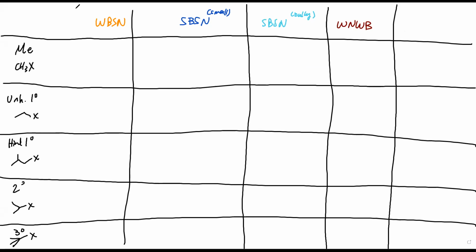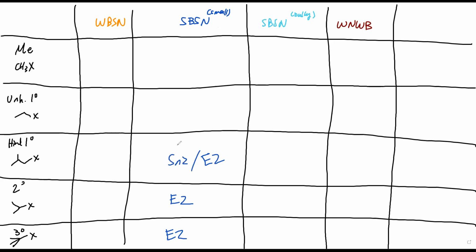Some of these we already kind of answered. We spent a lot of time on the E2 section, and we talked about how strongly basic strong nucleophiles like to do E2. So for secondary, tertiary, and for hindered primary, E2 tends to be a major product for these strongly basics. We know that SN2 kind of competes here, so both of these will be major. For these two, it's only E2, so that's what the major product would be.